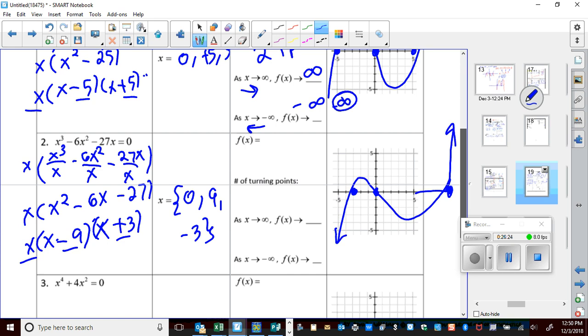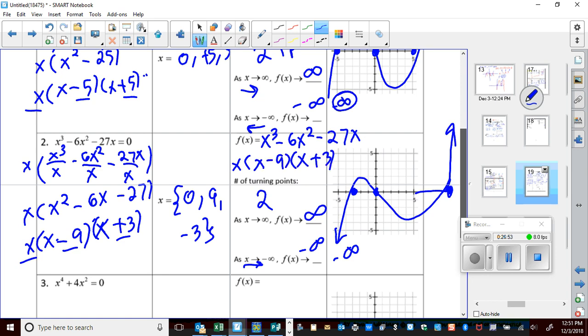That's what my graph looks like, right? Now, in end behavior, on the left, I'm going towards negative infinity. So as x goes towards negative infinity, y goes to negative infinity. On the right, I'm going towards positive infinity. Number of turning points: 2. Standard form is x cubed minus 6x squared minus 27x. Factored form is x times (x minus 9) times (x plus 3).